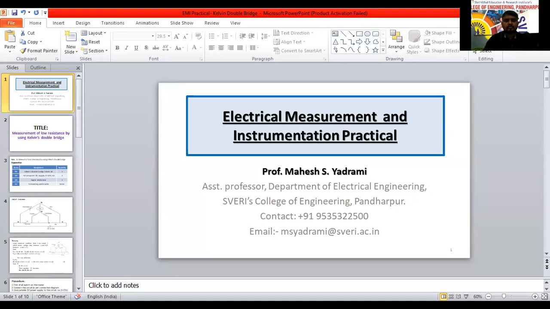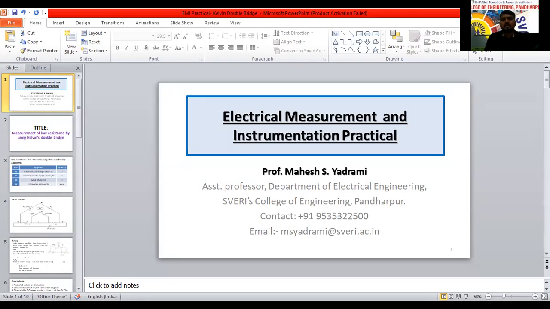Today we are going to discuss the practical of measurement of low resistance by using Kelvin double bridge. Already we have discussed the high resistance measurement. For the medium resistance measurement, we discussed the Wilson bridge last week. So now we'll go for the measurement of low resistance by using a Kelvin double bridge.